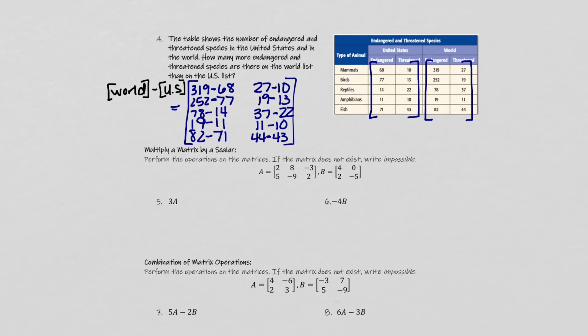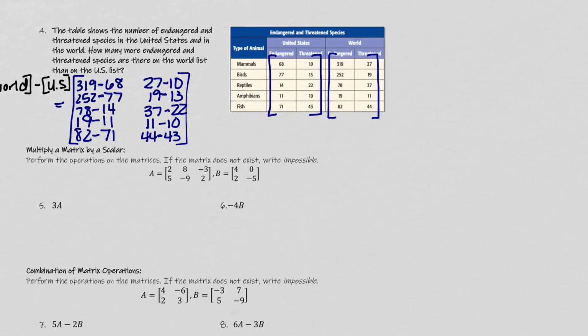I'm actually going to put my answers over here to the side because I don't have room there now. I'm subtracting, finding differences here. 319 minus 68 gives me 251. 252 minus 77 is 175. 78 minus 14 is 64. 19 minus 11 is 8. And 82 minus 71 is 11. So the differences of endangered species are shown.